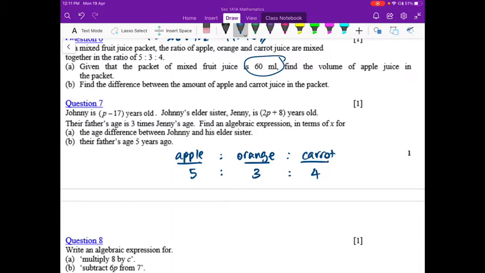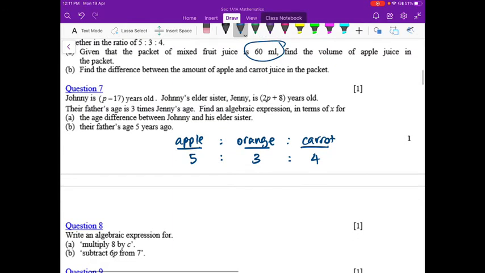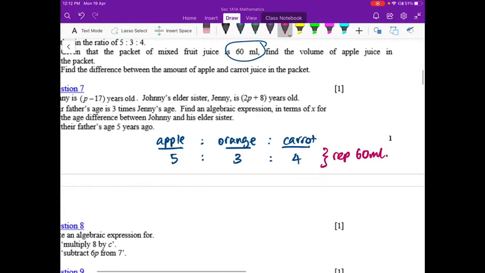Okay, next. So let's just take it that it is 60 ml over here. Find the volume of the apple juice in a packet. So total 60 ml, right? So all these represent 60 ml. Alright, so how many units represent 60 ml? Shabil, how many units represent 60 ml?